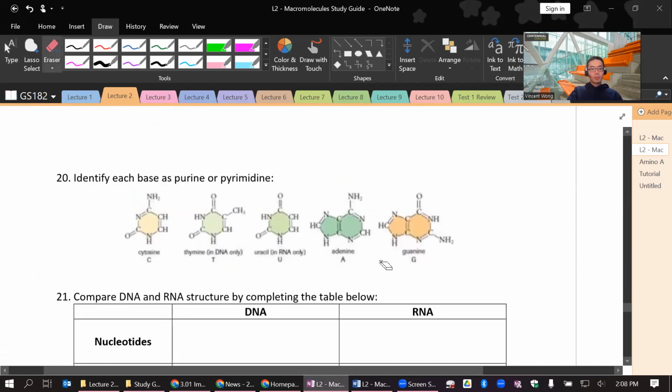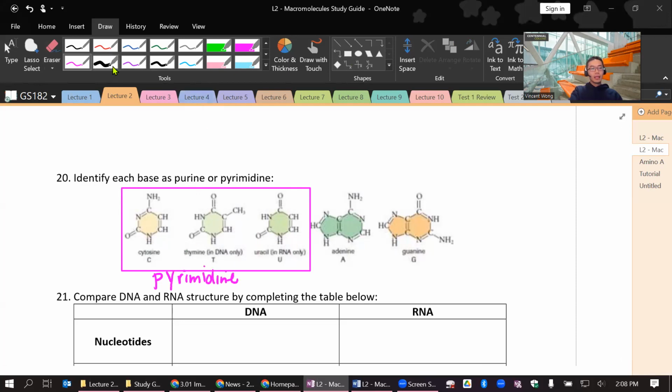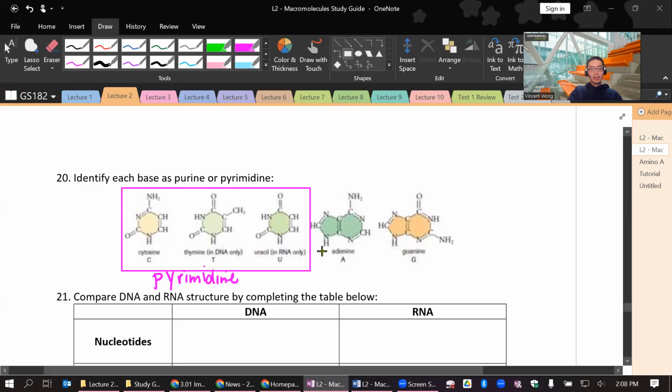So these are all the possible bases and what they stand for. And I know it's not terribly clear in this picture what the writings are, but it's in your notes. So C is cytosine, T is thymine, U is uracil, A is adenine, and G is guanine. Okay. And so some of them have one single ring in their structure. These ones, we call them pyrimidines. And on the other hand, these ones that have double rings in them, we call them purines.